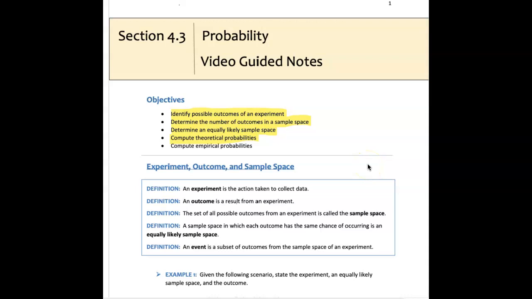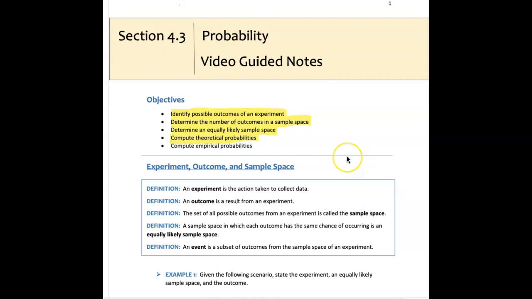This is the first video for section 4.3, probability. In this video, we will identify possible outcomes of an experiment, determine the number of outcomes in a sample space, determine an equally likely sample space, and do the first example of computing theoretical probabilities.